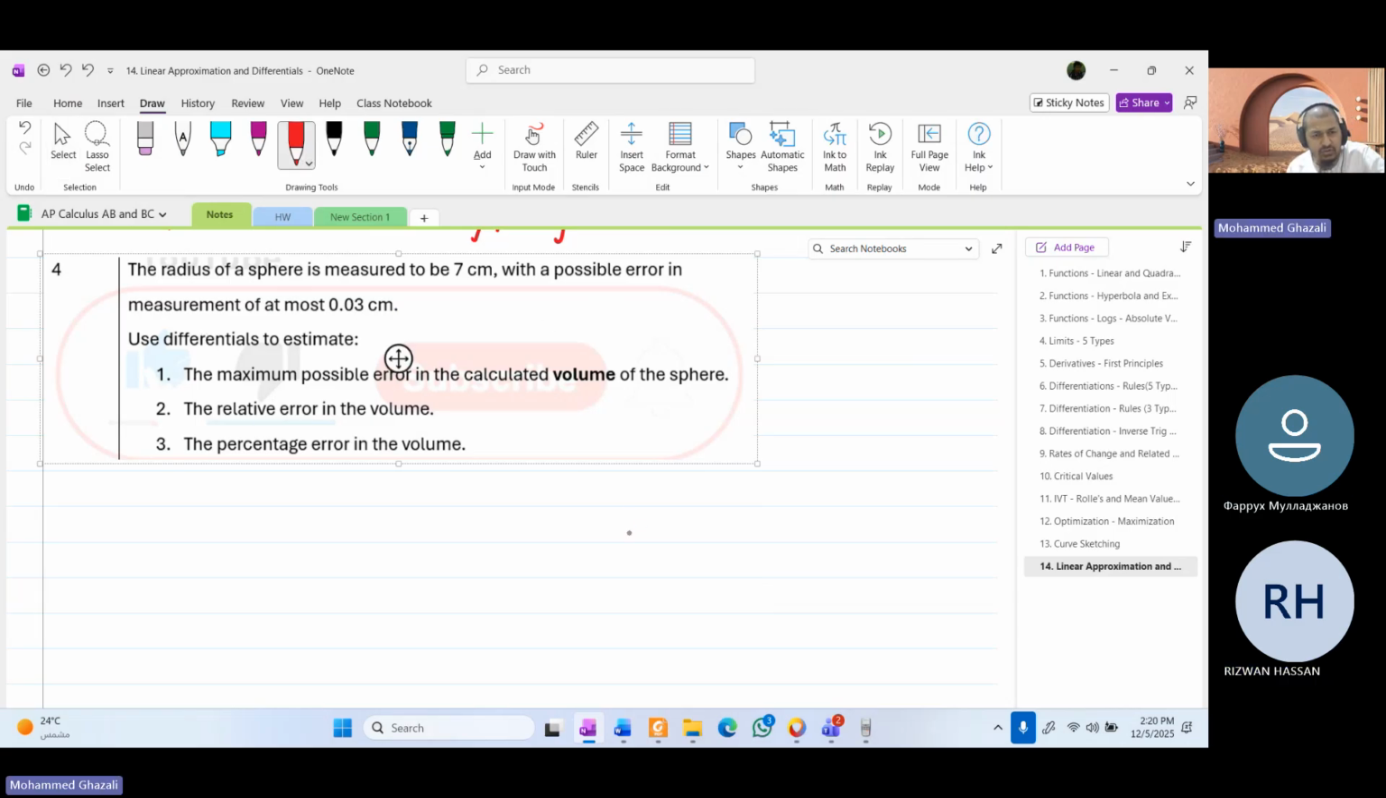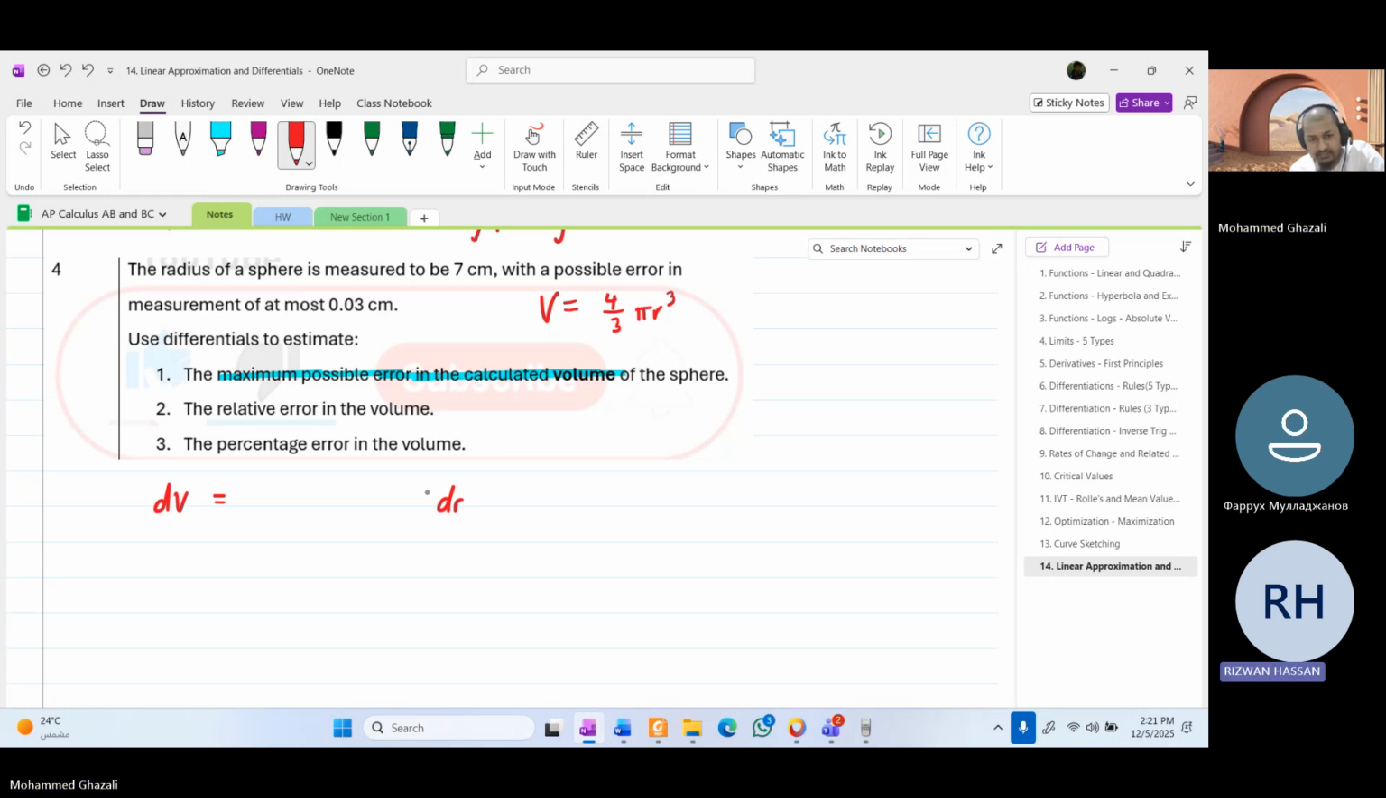Use differentials to estimate the maximum possible error in the calculated volume. So what are we modeling here? The volume of a sphere. The volume of a sphere is 4 over 3 pi r cubed. When you maximize the volume, you say dV over dr, and I'm going to put the dr on the other side.